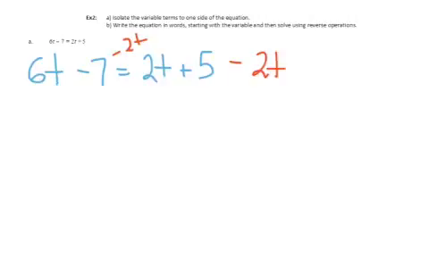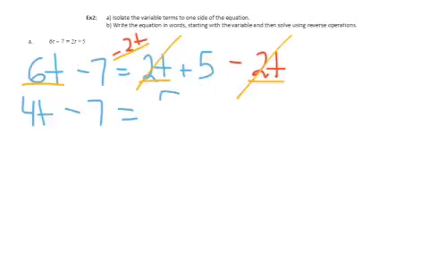So if we collect like terms on the left side of the equation, we have a t there and a t there. So 6t minus 2t is 4t. And then we have minus 7, our equal sign. And here, if we collect like terms on the right side, we have 2t minus 2t, and that is 0. So those are gone. And we're just left with 5 on this side of the equation. So equals 5. So now I've done this part. I've isolated the variable terms to one side of the equation.